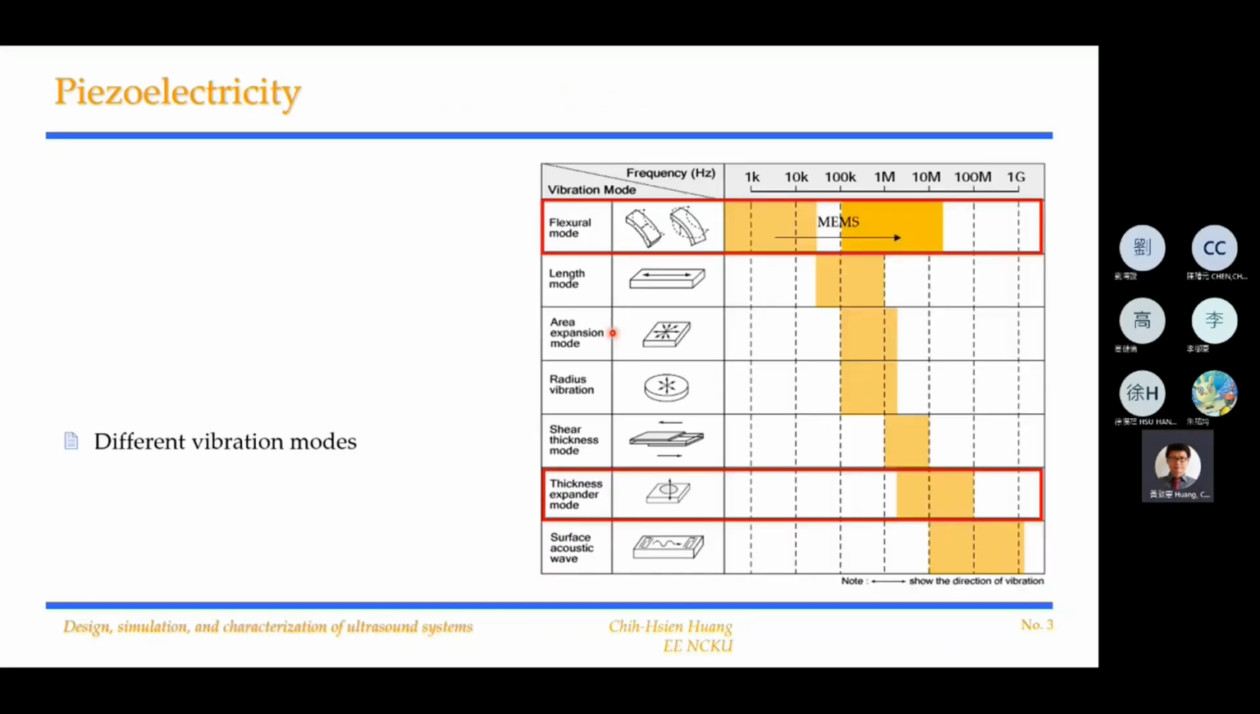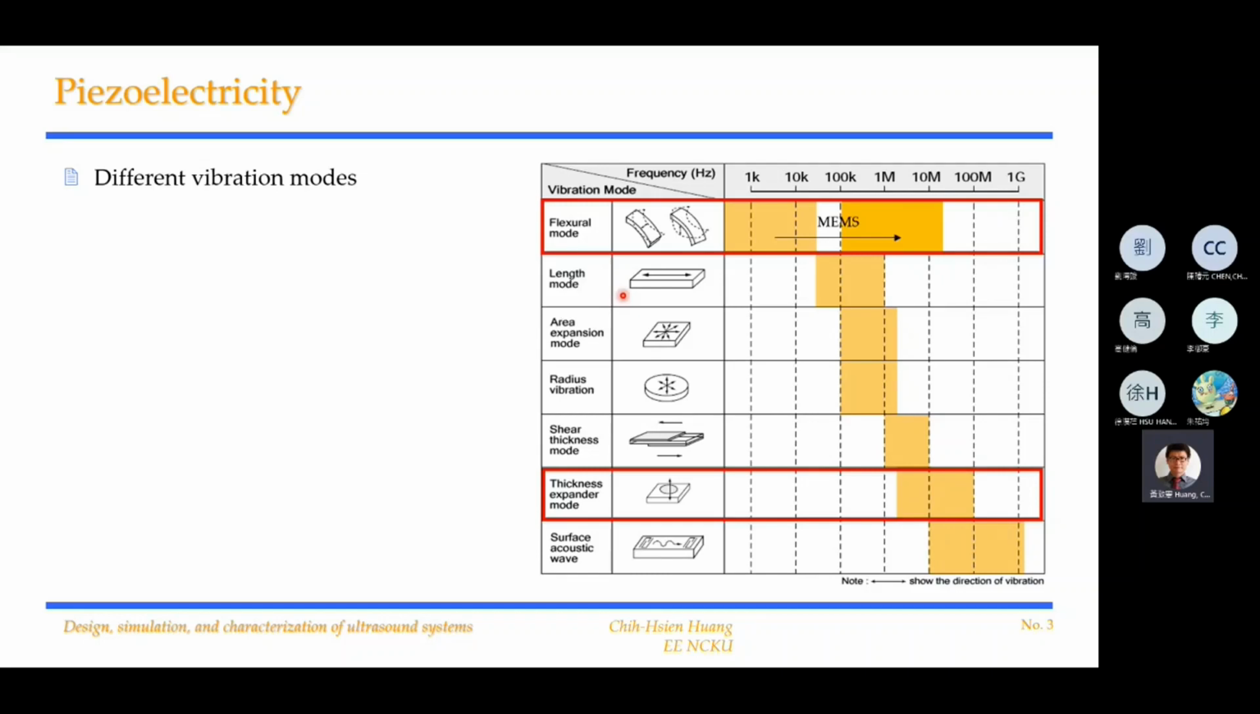So first, about piezoelectricity. I think you are all familiar with that. When we apply a voltage to a piezoelectric material, it will vibrate. It will move and generate stress inside. And if we apply stress or apply forces on a piezoelectric material, it will generate voltages.